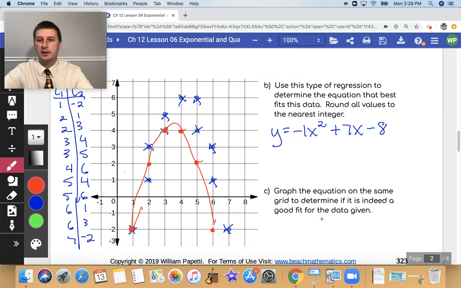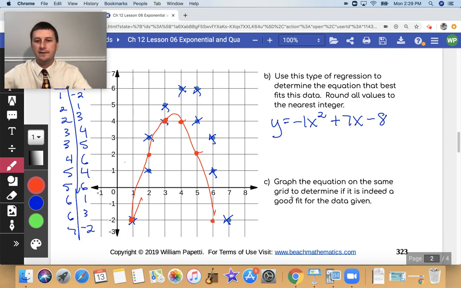So graph if it is indeed a good fit for the data. And I would say it started off being, but not really. We could have a better fit, I think. I think a better fit would go up and over around here. So I would say it's an okay fit. It could be better.